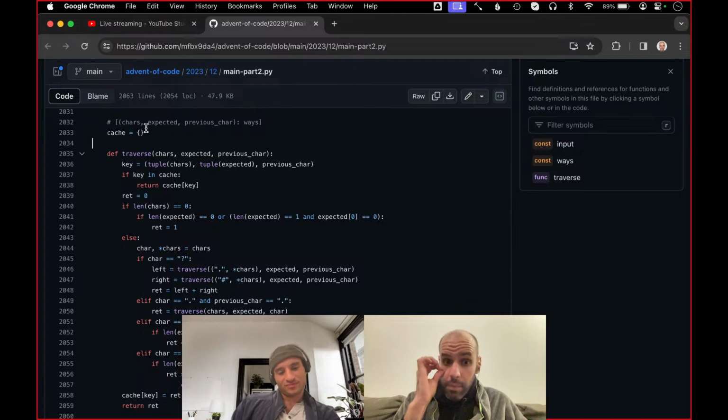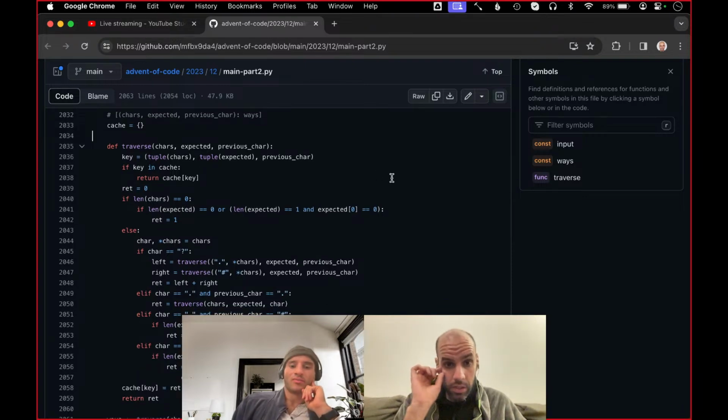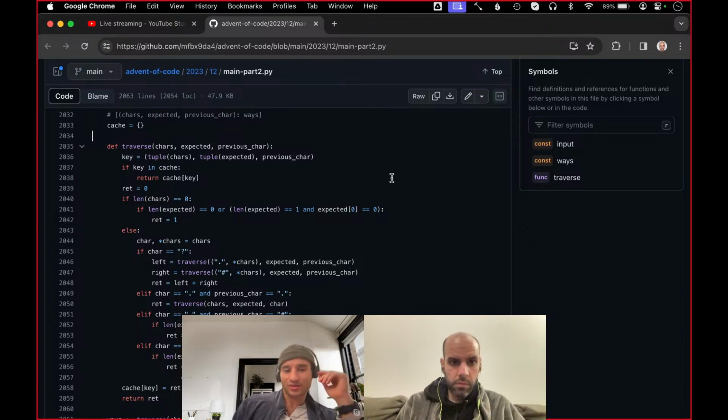But why is memoization useful in this case? That's a question that I don't know how to answer. Because many times you're going to be sending this with the same arguments, where the chars and the expected and the previous char are all the same. Even for a case with eight permutations that you're generating, you can instantly exit out of that. And they often just keep reducing down to the same.